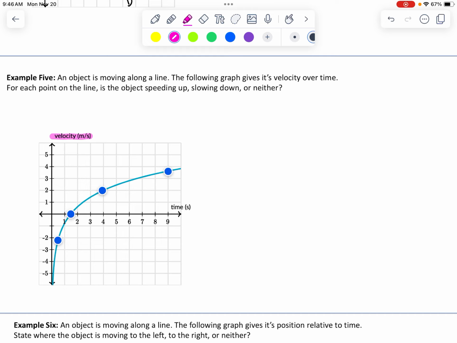So remember, if you hear the speeding up, slowing down language, you need to consider the acceleration and the velocity. And so that's something I'm going to have to keep in mind here. If they're the same sign, then it's going to be speeding up. If they're different signs, it's going to be slowing down. So again, I'm going to label all of these A, B, C, or D.